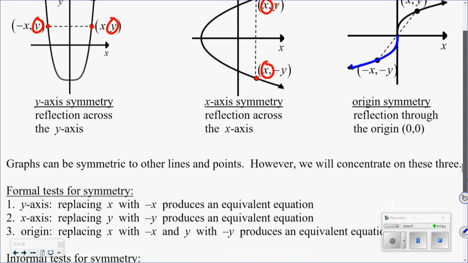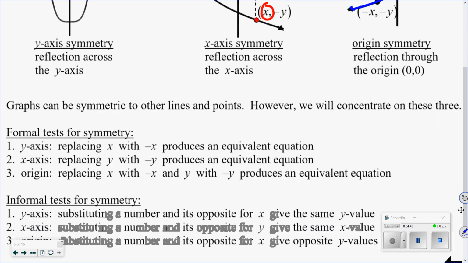So graphs can be symmetric to other lines and points, but in this class, we're just going to focus on those three: being symmetric about the y-axis, the x-axis, and the origin. So here's how you actually test for it. To see if it's symmetric about the x-axis, this is like the formal test. It's a little harder to do. We'll do an informal one in a second.